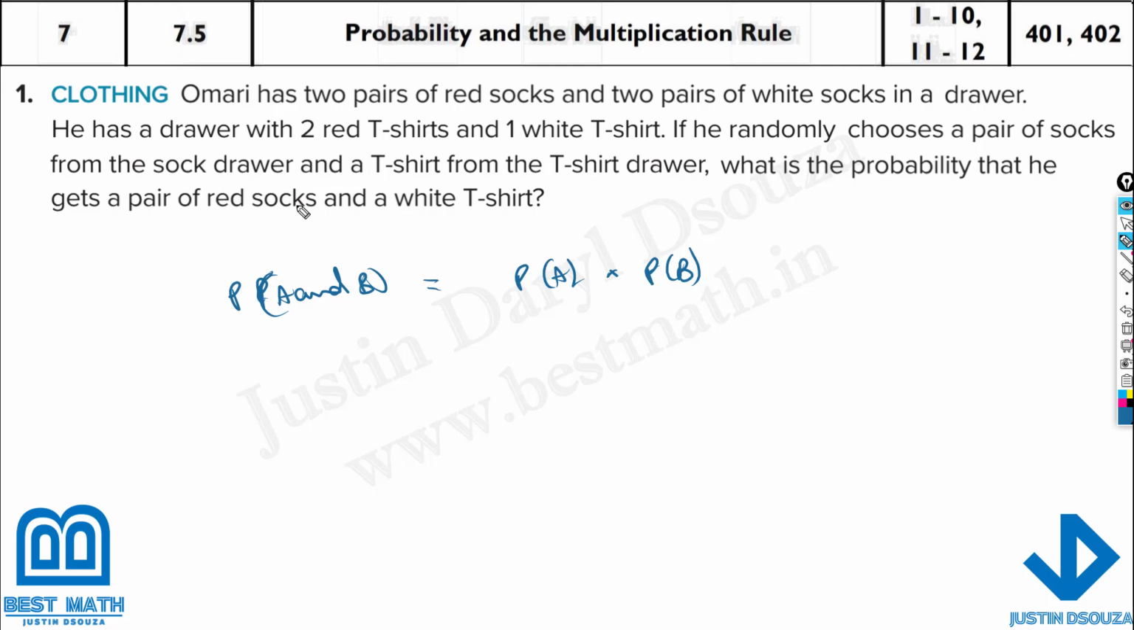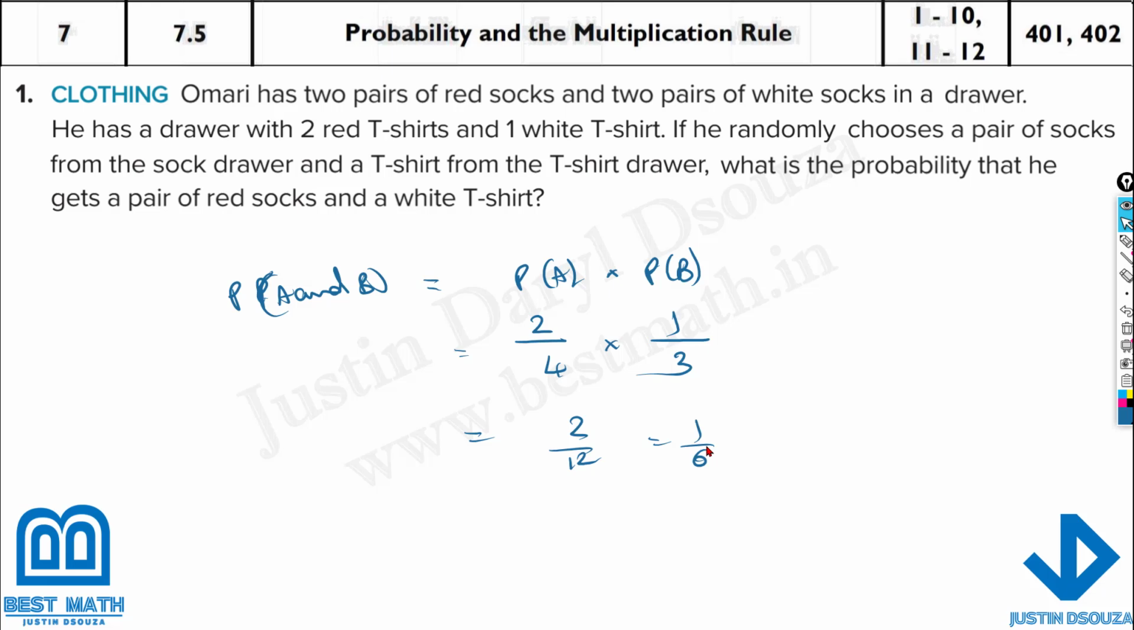And what is the first probability? They want red socks. How many red socks are there? There are 2. Divided by how many total socks are there? 2 and 2, 4. Multiplied with t-shirt, white t-shirt. How many? 1 white t-shirt. Out of how many total? 2 and 1, it's 3. So that'll be the answer. This is electronic part. You just put in the calculator and you'll get the answer. It'll be 2 by 12 or 1 by 6.